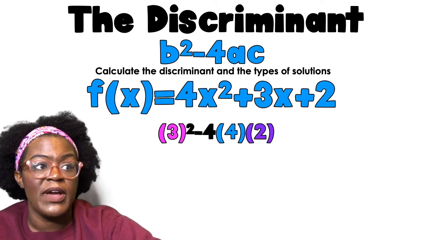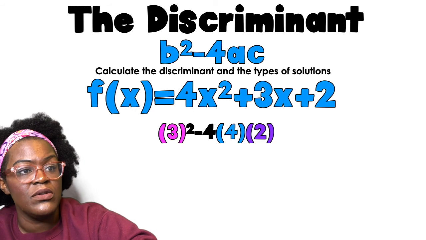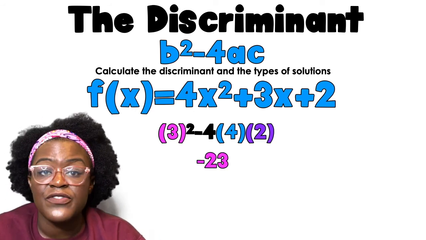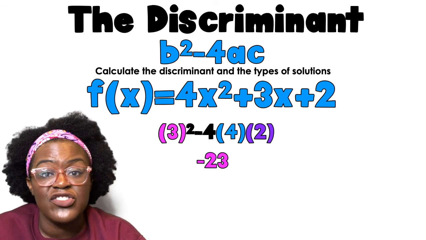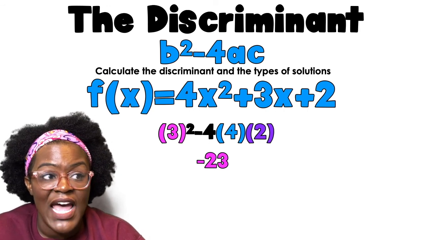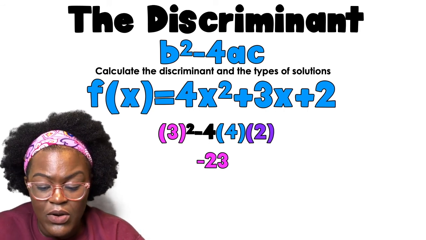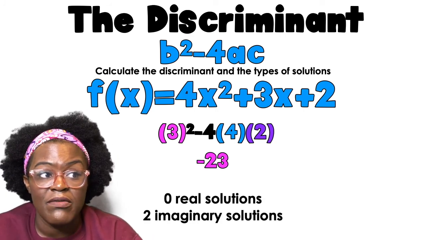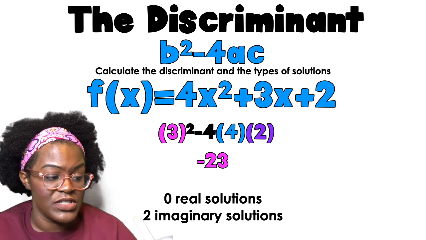This problem is 3 squared minus 4 times 4 times 2. So when I figure that out, the discriminant equals negative 23. That's the first part of my answer, right? Now I have to describe the solutions. So I have to decide, is this greater than 0, less than 0, or equal to 0? It's less than 0. So when it's less than 0, I have 0 real solutions, 2 imaginary solutions.